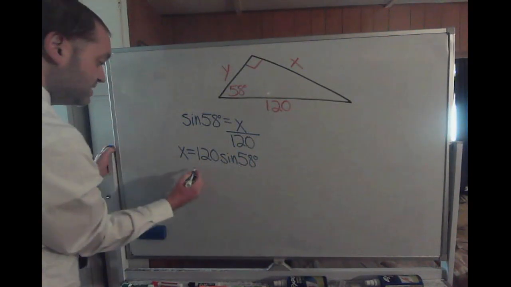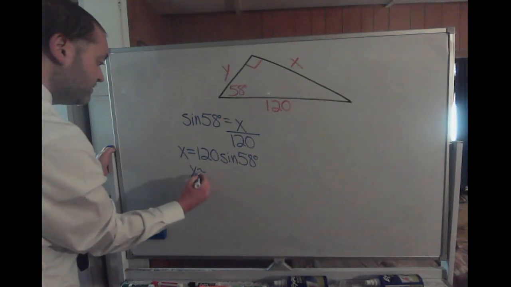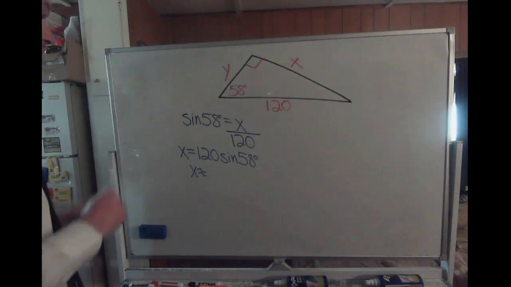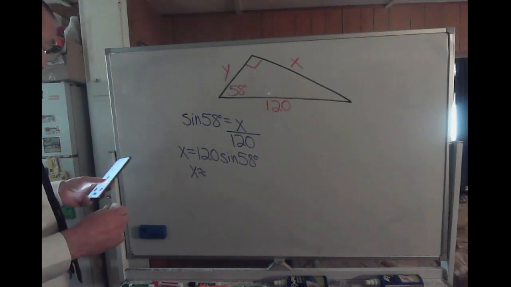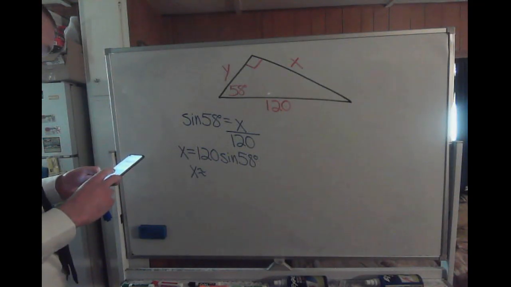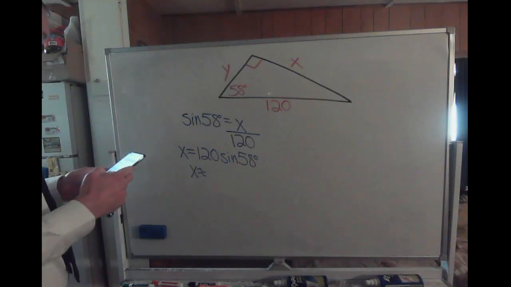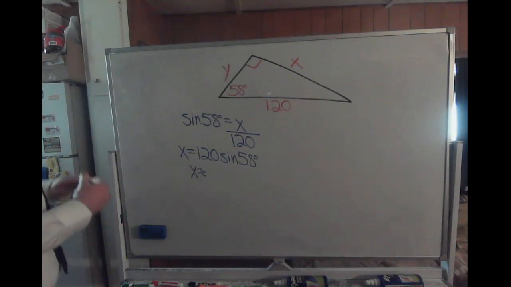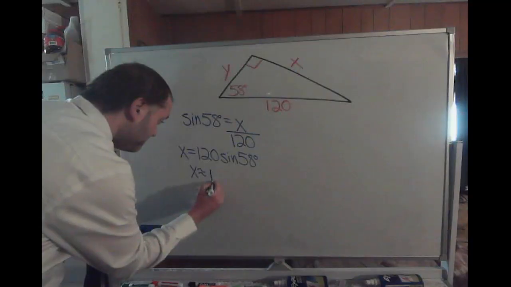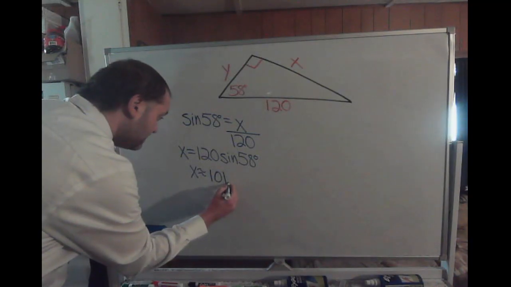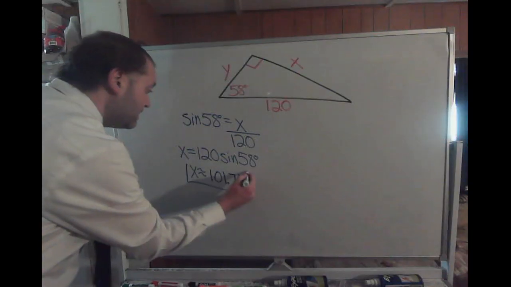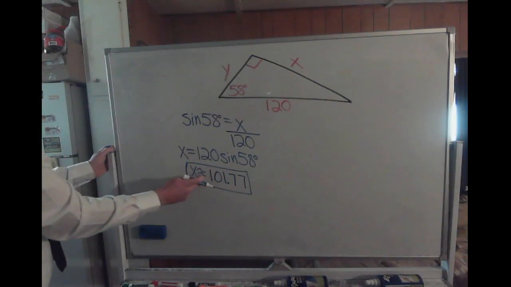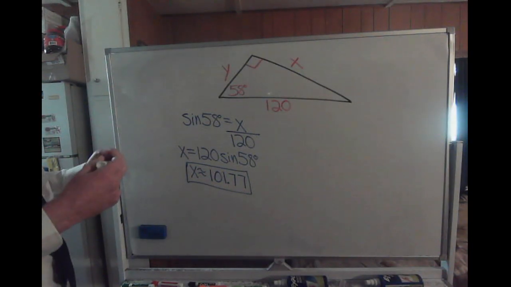And now let's do the decimal approximation of that. So let's go ahead here, let's do that. Will give you about 101.77. So x has a length of approximately 101.77. So we solved for x, now we need to solve for y.